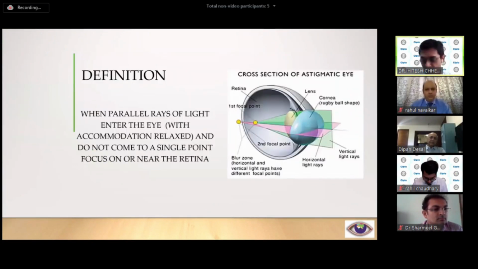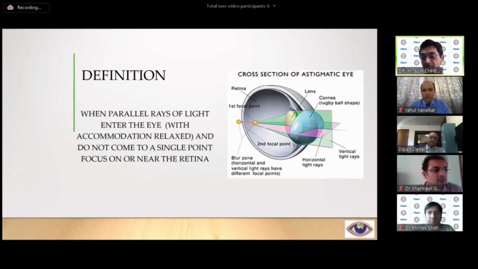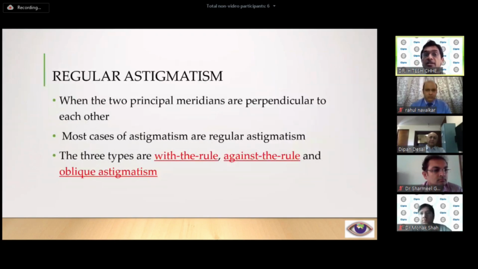Regular astigmatism is when the 2 parallel rays of light do not come to a point focus on or near the retina. In regular astigmatism, the 2 principal meridians are perpendicular to each other. Types are with the rule, against the rule, and oblique astigmatism. With the rule and against the rule, you should be very familiar.